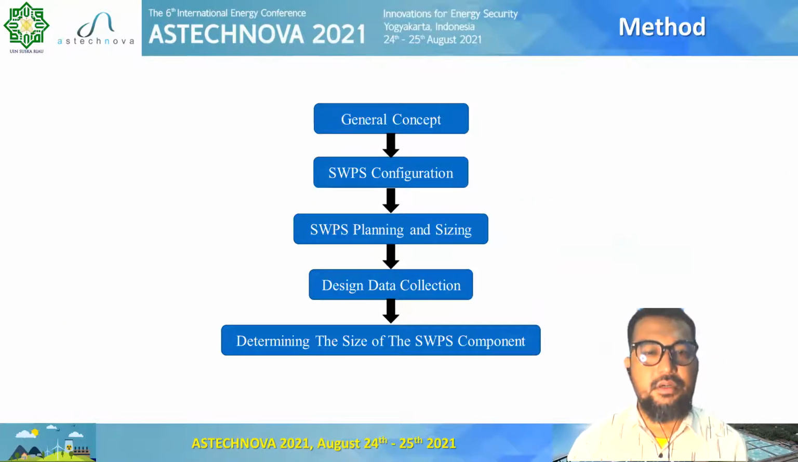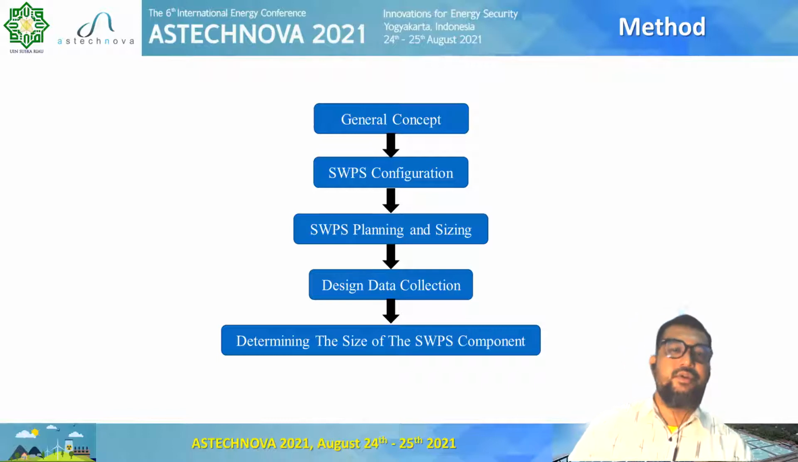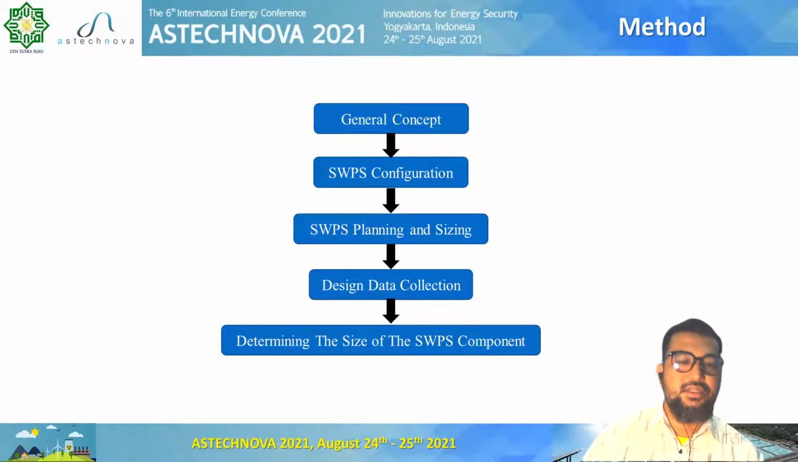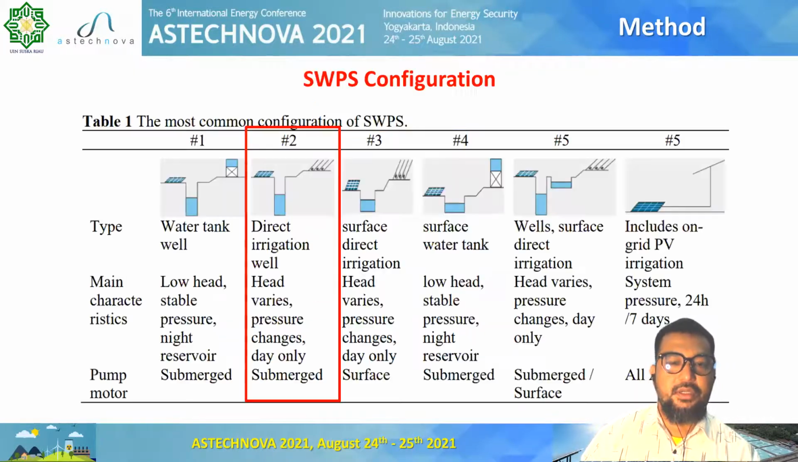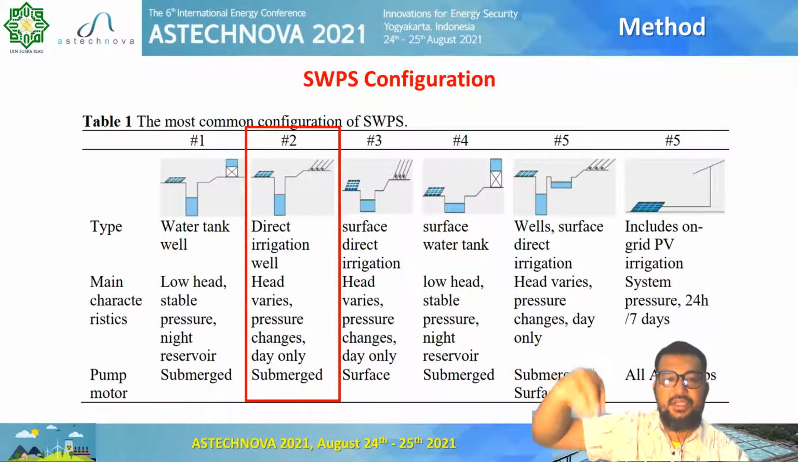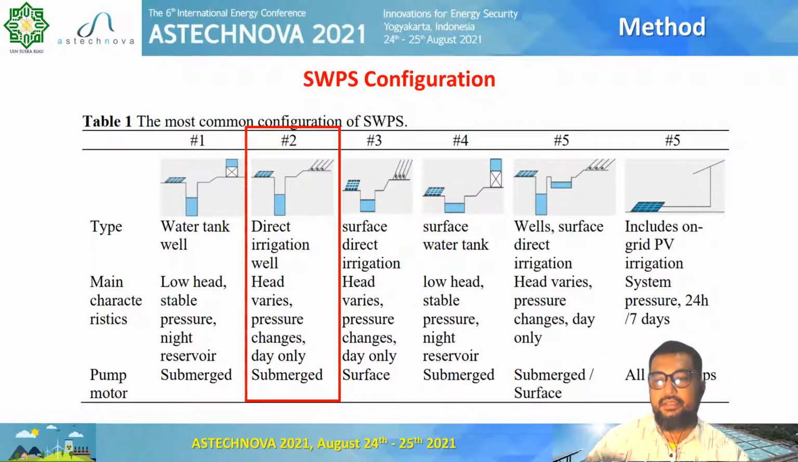The method: general concept, SWPS configuration, SWPS planning and sizing, design data collection, and determining and sizing the SWPS components. For the SWPS comparison we use a second configuration. So the pump is submerged underground.